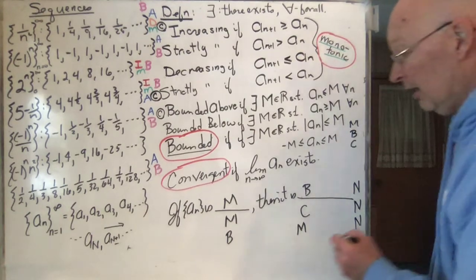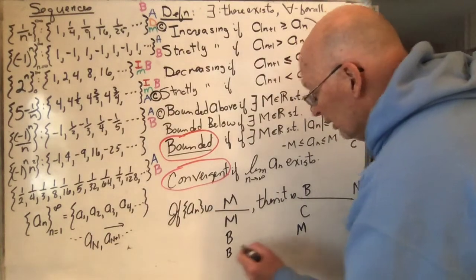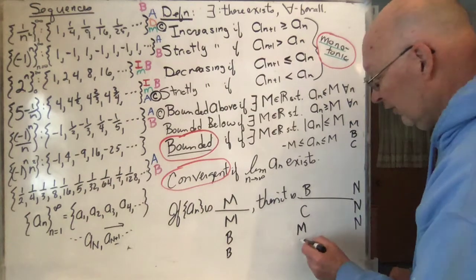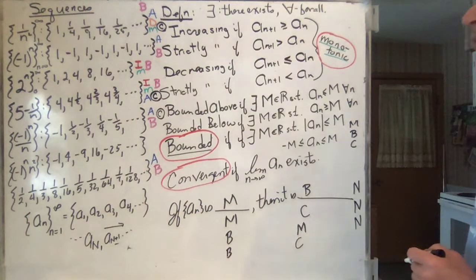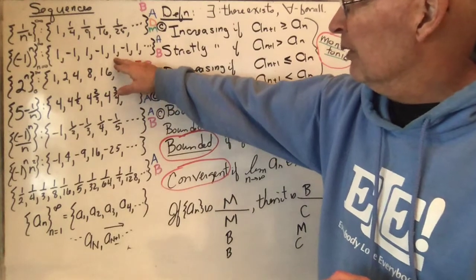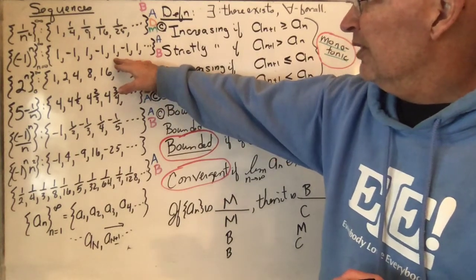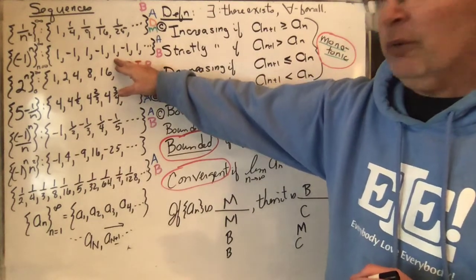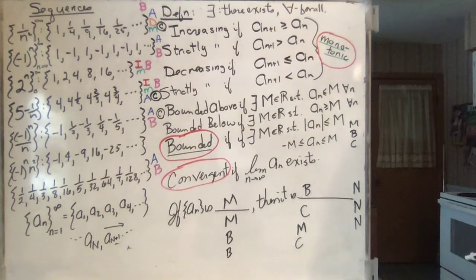Next one. If it is bounded, is it convergent? Well, no. This one right here is bounded, but it's not convergent. So the answer to that would be no. Okay?